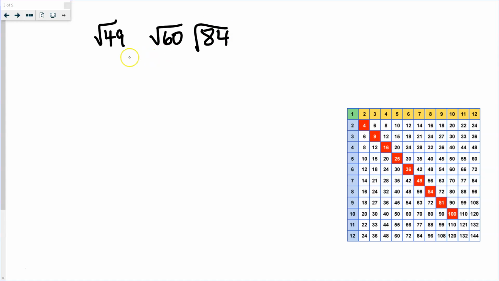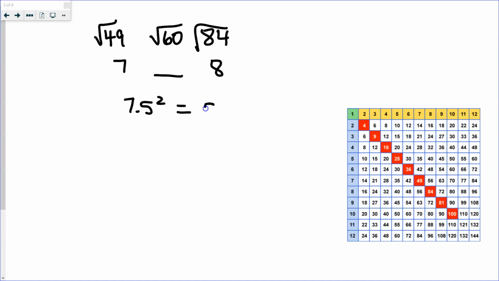Okay, so 60 is in between those two numbers. I know the square root of 49 is 7 and the square root of 84 is 8. So I know that the square root of 60 is going to be in between 7 and 8. So it will be a decimal number. Now this is where we're going to do guess and check. I'm going to start in the middle at 7.5, and I'm going to find out what that is. I will allow calculators because this will make your process a little faster.